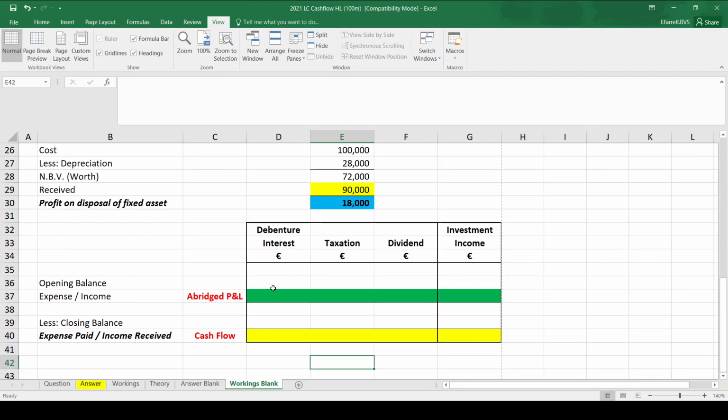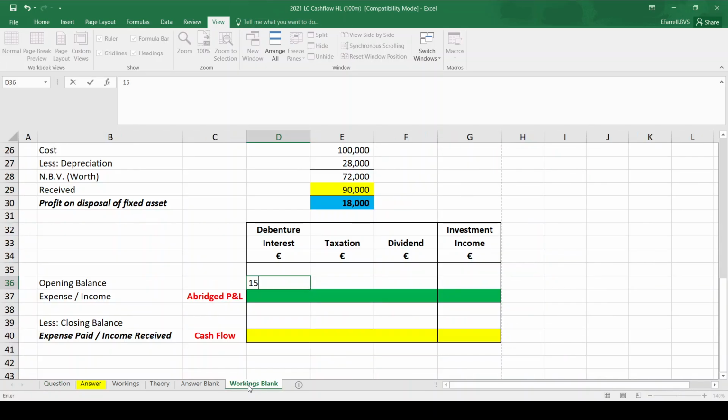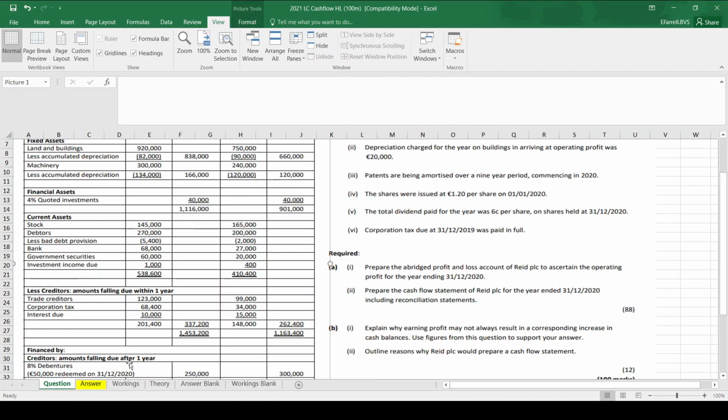So to start with debenture interest, the opening balance for debenture interest, and again it says interest due, but that is debenture interest due. The opening balance is 15 and the closing balance is 10. So if I go to my workings here, 15,000, 10,000. I have to work out my debenture interest charge for the year.